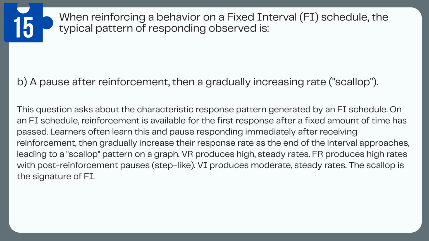VR produces high, steady rates. FR produces high rates with post-reinforcement pauses, step-like. VI produces moderate, steady rates. The scallop is the signature of FI.